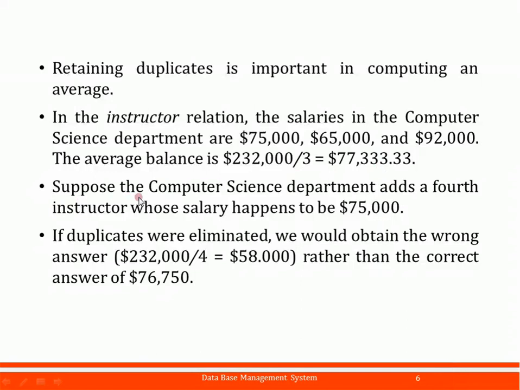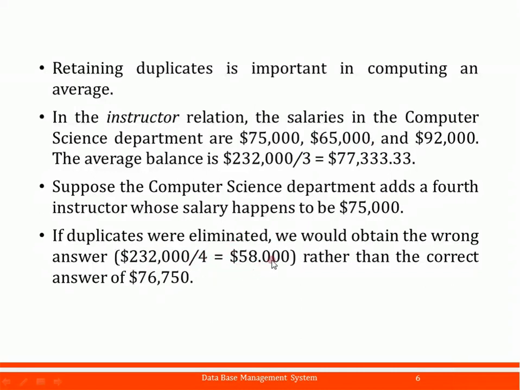So when there is a new instructor, which is the 4th instructor, added to the computer science department, and if the salary happens to be 75,000, this 75,000 is the same as the first instructor's salary of 75,000. So you should not remove this considering it a duplicate. If the duplicates were eliminated, you would obtain the wrong answer, because two instructors can have the same salary, that is permitted.